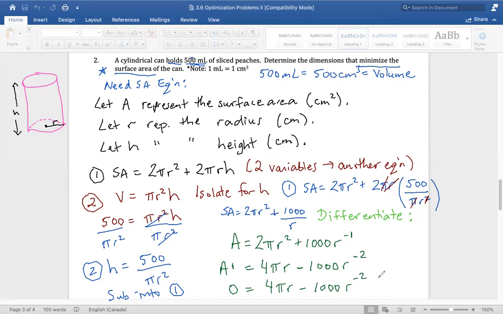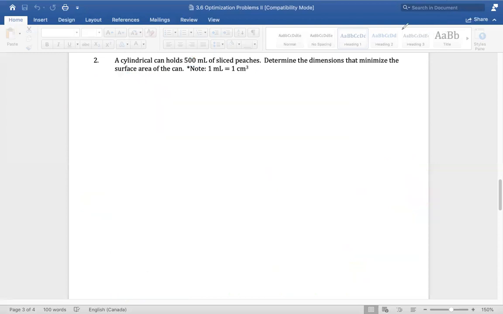And again, when we have to solve for r, that's the only variable for a critical number to get what the radius would be. It might be easier, because we don't like negative exponents, to bring that down to the bottom. I'm just going to clear this. I can't squish it in anywhere. Okay, so just continue on. I'm just going to write the next step, because it's not that much different other than bringing that exponent down to the bottom. So I have my 4 pi r minus my 1,000 divided by r squared. So I have that as a positive exponent.